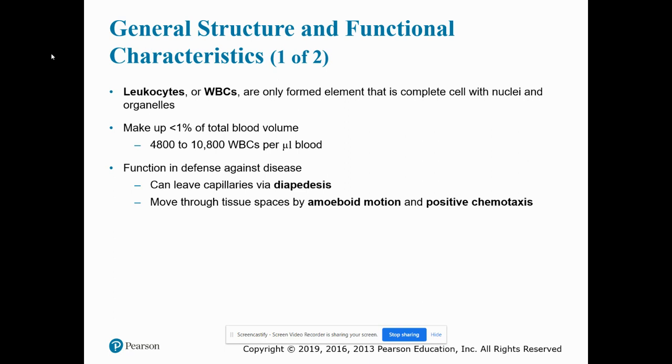They also make up less than 1% of the total blood volume. If you remember all the way back to that very first video, we talked about blood being centrifuged and the buffy coat, and how white blood cells are found in the buffy coat, and that accounts for less than 1%. And so that's where that comes from. There's about 4,800 to 10,800 white blood cells per microliter of blood. That would be considered pretty normal.